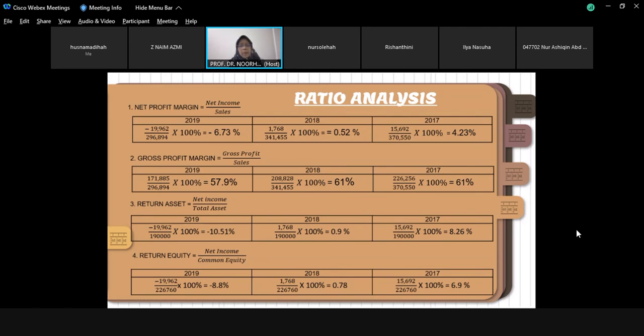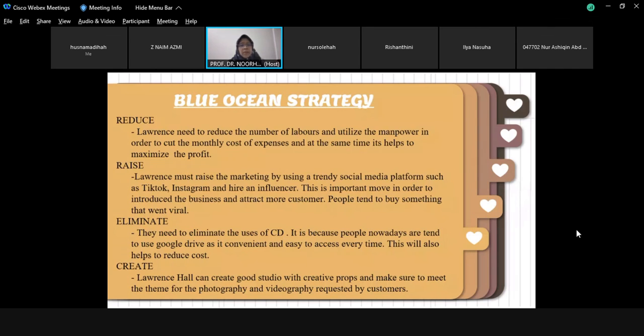Okay, next slide. We only have 15 minutes left. Okay, this is your blue ocean. It's better to do it in diagram form. It's okay to write it down in this manner, but it can be more practical to put it in a diagram. Okay, tell us about this. You need to reduce what?